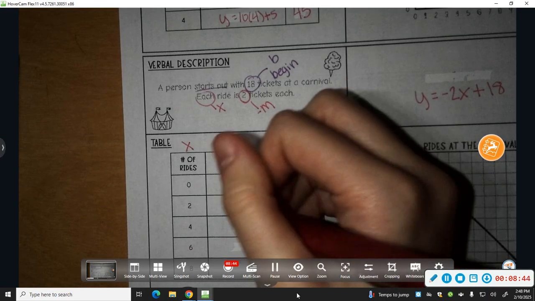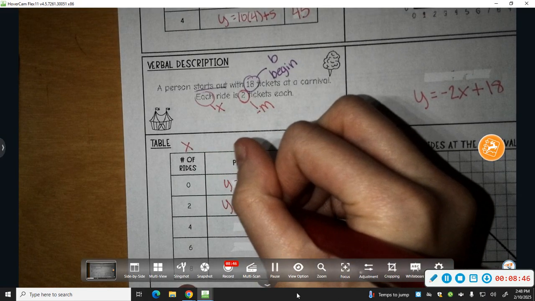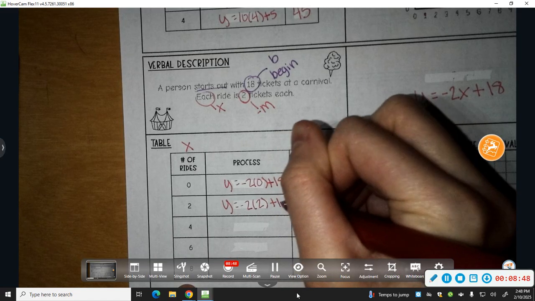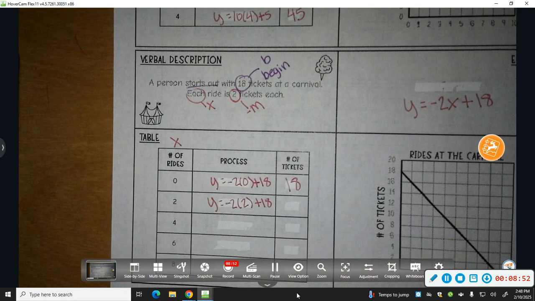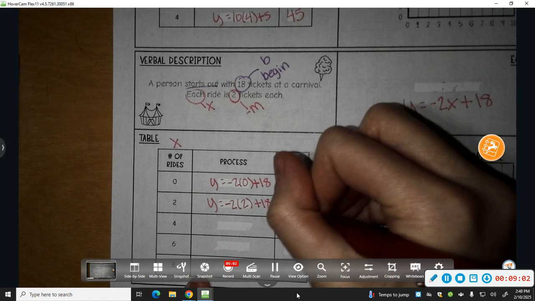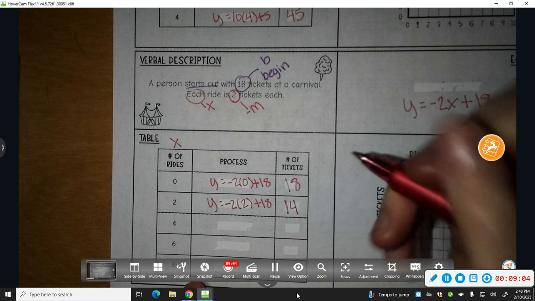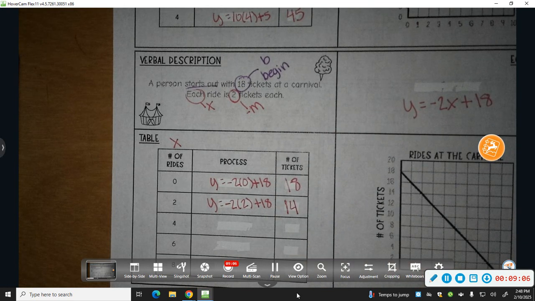If I go and I ride 2 rides, I have y equals negative 2 times 2 plus 18. Negative 2 times 2 is negative 4. Remember, when you have a negative times a positive, it's still negative. So negative 4 plus 18, or 18 minus 4, that gives me 14 tickets. And I'm going to do this all the way down my table.